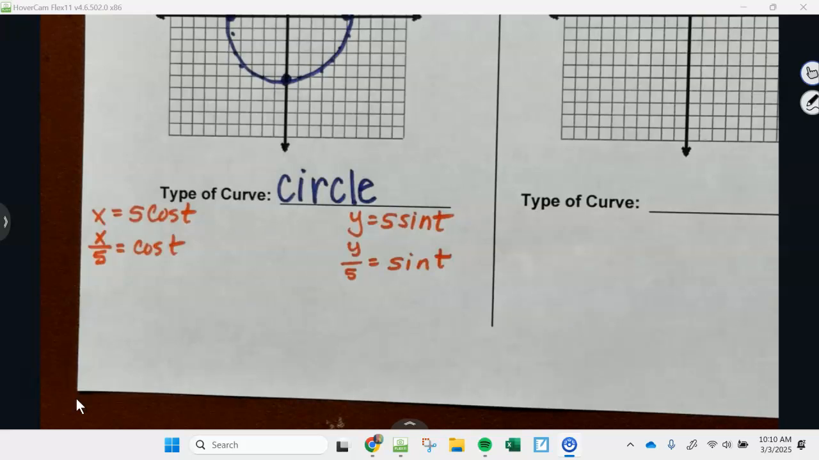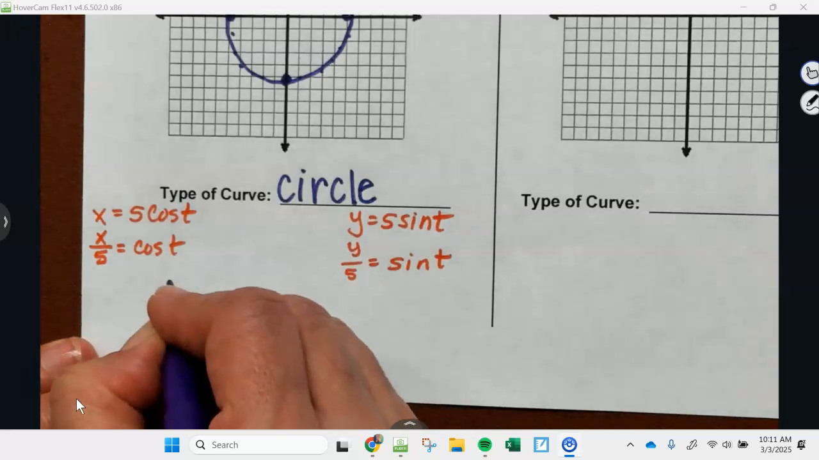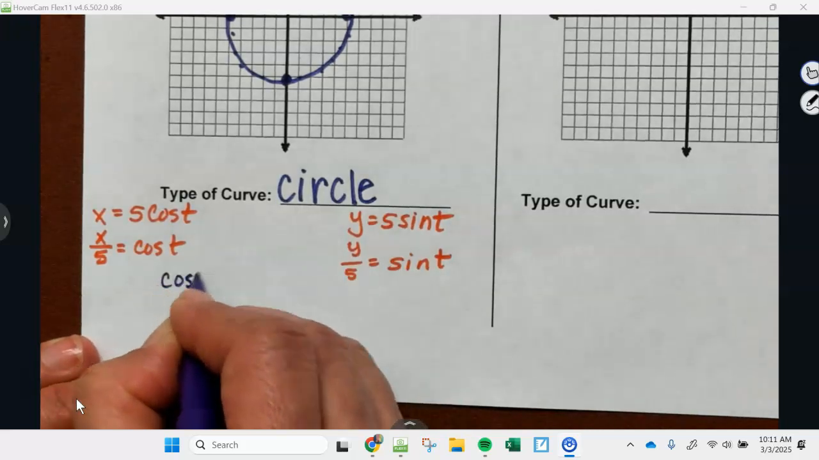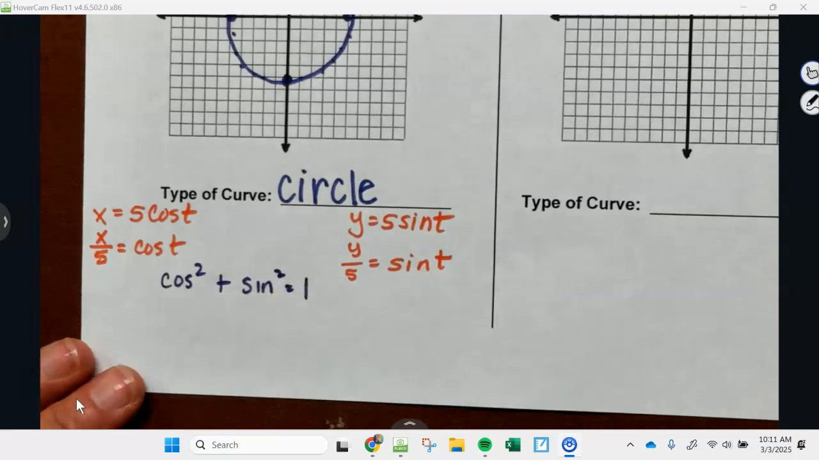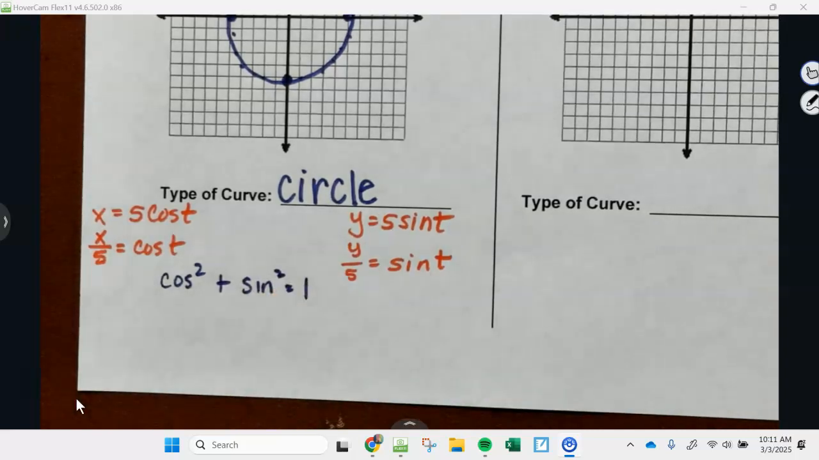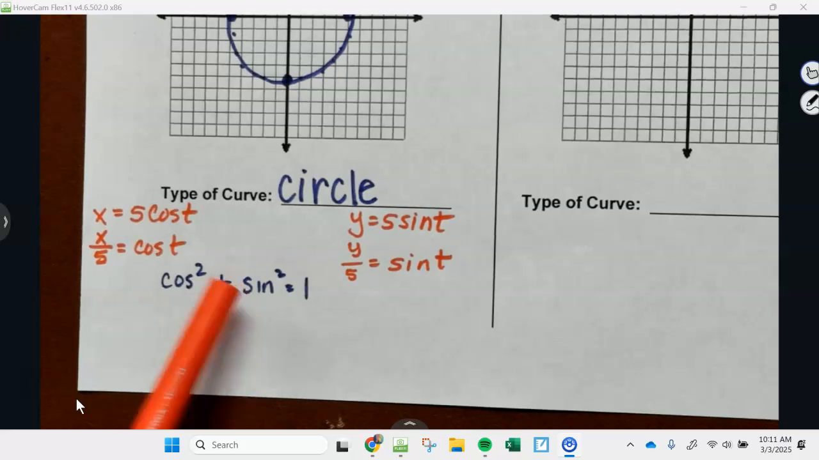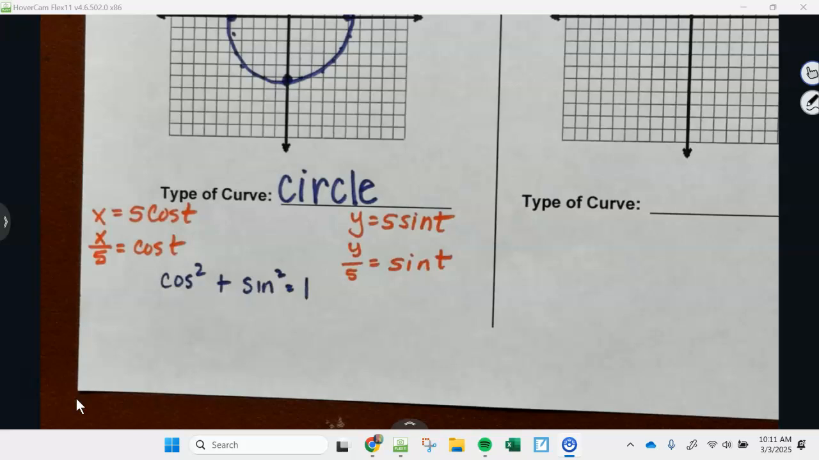The only way that I can put this in rectangular form is to use the Pythagorean identity. And remember, the only Pythagorean identity you need for this section right here, 7.5, is cosine squared plus sine squared equals 1. You will not need the tangent one. You will not need the cotangent one, just this one. You will use this tomorrow. If you don't use this tomorrow, then you probably got that question wrong.